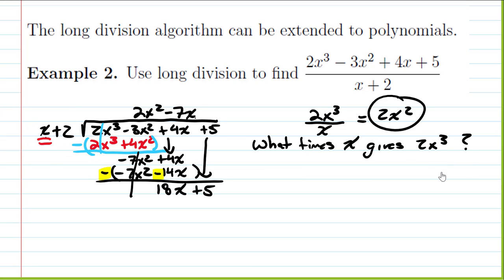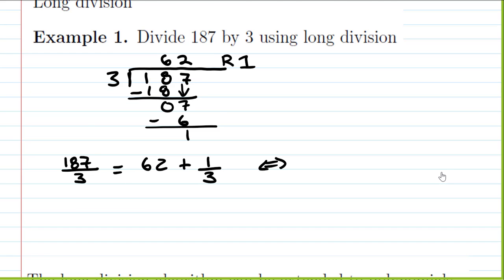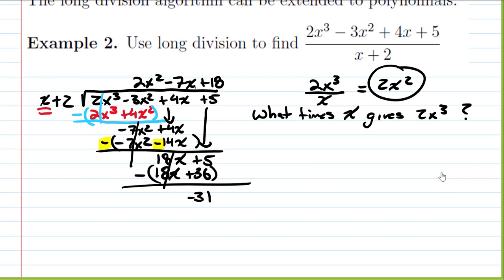All right, so now we ask ourselves the question, what times x gives us 18x? Well, that's going to be 18. So we get plus 18. So 18x. And then 18 times 2 is positive 36. We subtract, those reduce out, and 5 take away 36 gives us negative 31. And now x no longer goes into 31, just like up here, 3 no longer went into 1. So we then have our remainder of negative 31.